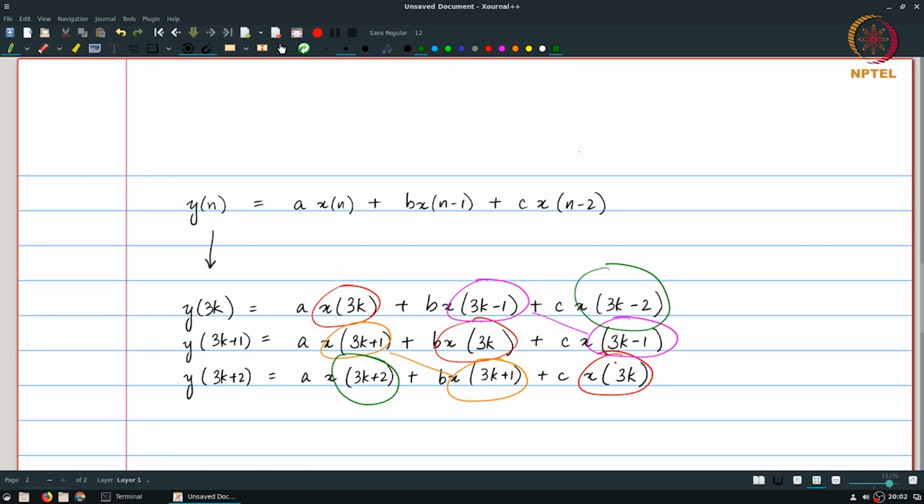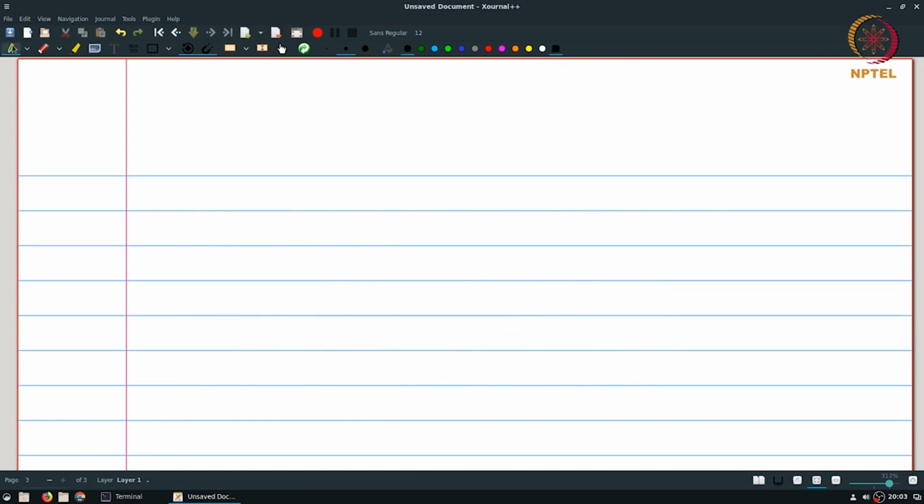What does such an architecture look like? Let's try and draw out how this could be implemented. In order to understand how writing the output as three separate equations helps us, we need to first think of something called a serial to parallel converter, which allows us to visualize what exactly is happening with the samples x of n.